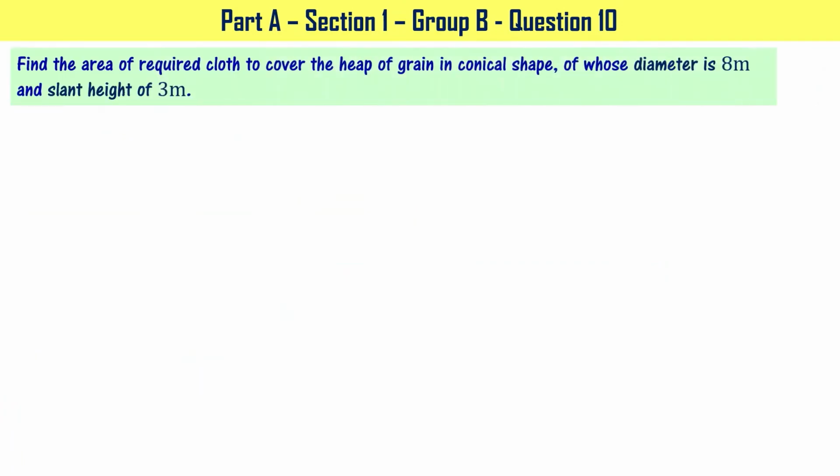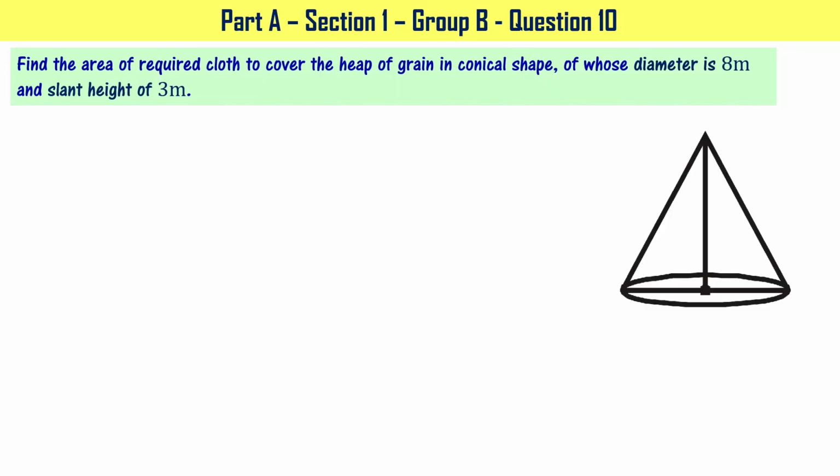Let's go to the next question, that is question number 10. Find the area of required cloth to cover the heap of grain in conical shape, whose diameter is 8 meters and slant height is 3 meters. The heap of grain in conical shape looks like this, right? Curved surface area is the surface area where you want to cover with cloth, right?